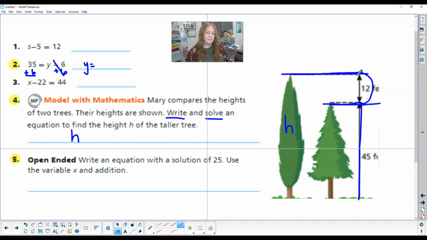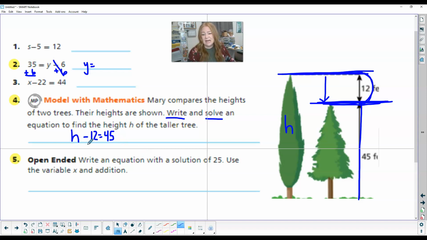H is the whole thing. And if I take away 12, so if I minus 12, then that should equal this tree that is 45. So I'm starting here. I'm taking this much away, and it's leaving me with the tree that's 45. I could write this a lot of other ways. That's just one way that you can do it.